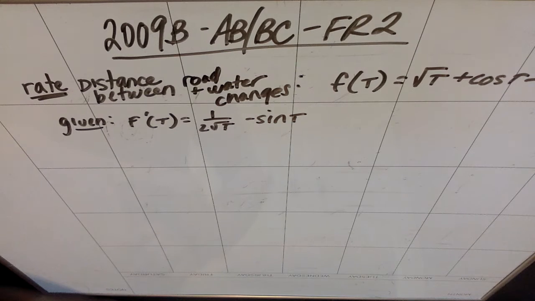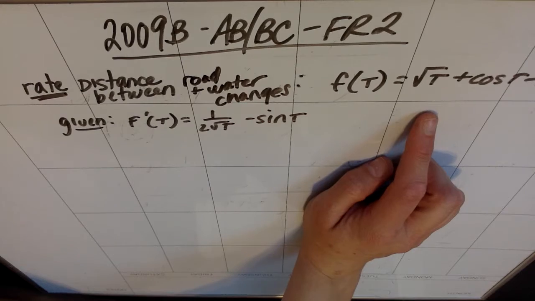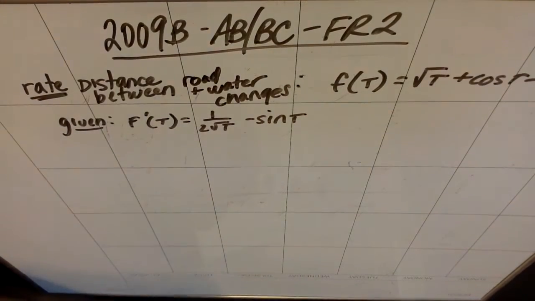closer to a nearby road. The rate at which the distance between the road and the edge of the water is changing during the storm is modeled by f of t equals the square root of t plus cosine t minus 3. Notice that that's the rate at which the distance is changing, right?